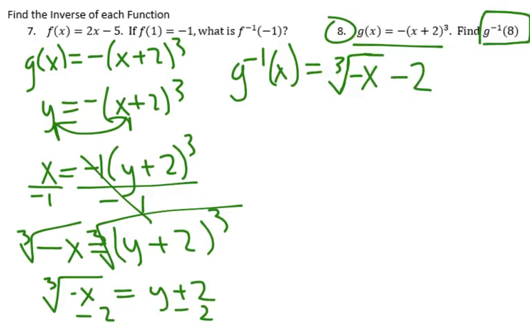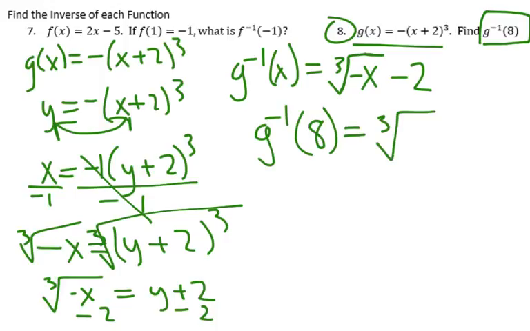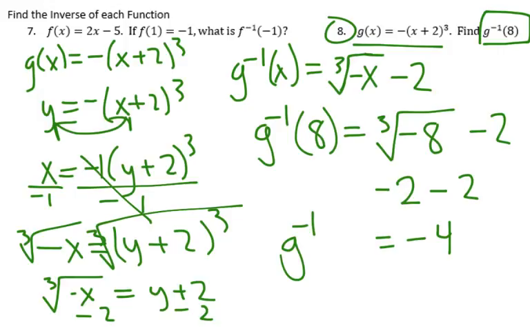Okay, so if we find that, then we just take the 8 in there, we get the cube root of negative 8 minus 2. Well, you can use your calculator. The cube root of negative 8 would be negative 2, minus 2 would give us negative 4. So, there we go. That would be our answer. Okay? That's one way we can do it.